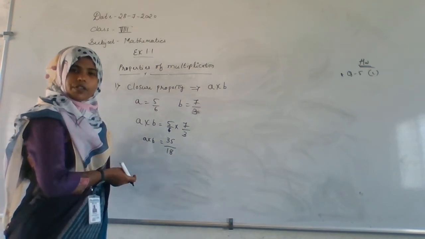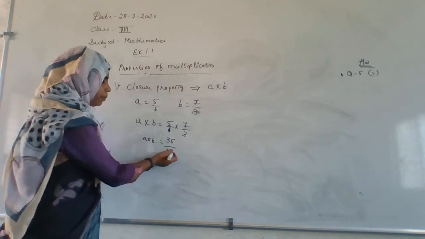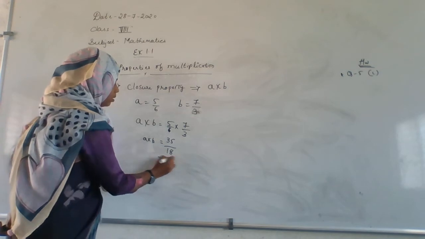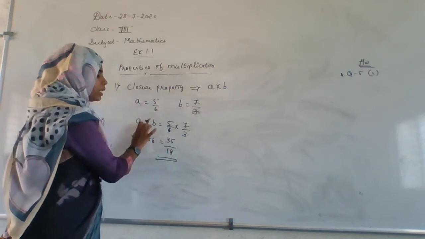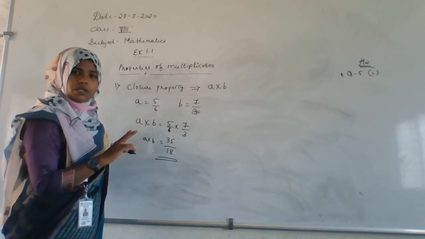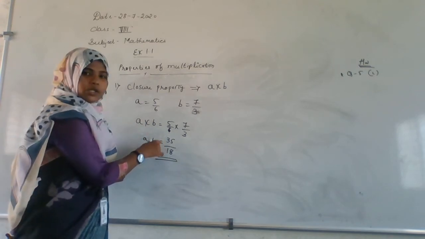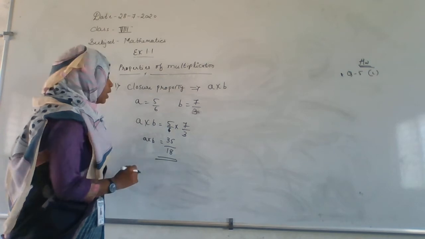Can we simplify this again? No, we just got one more rational number. Multiplying any two rational numbers gives us one more rational number. Okay, and next.